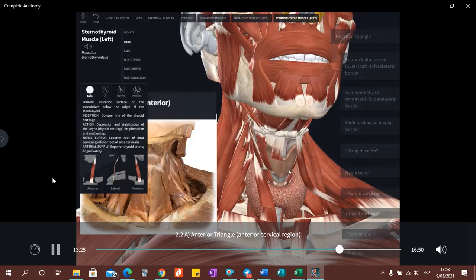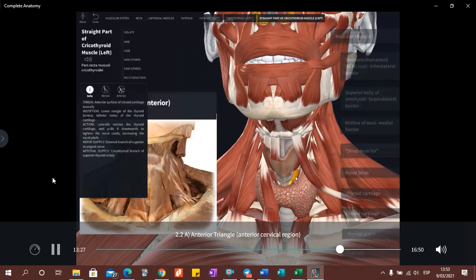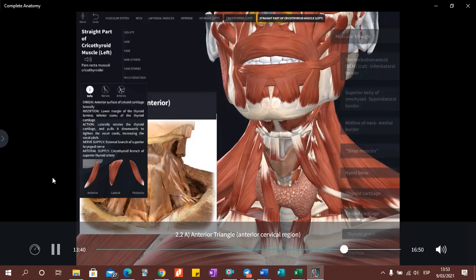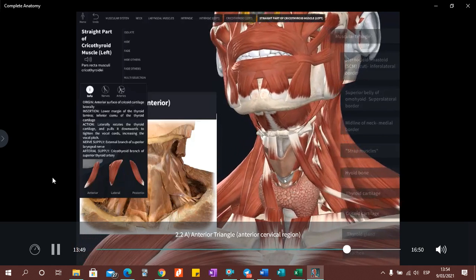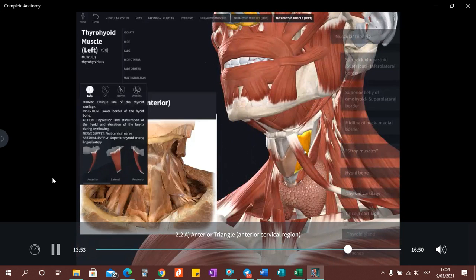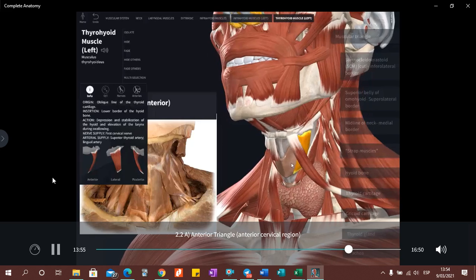If I remove that now, we can see down here is the little cricothyroid that sits directly on the surface of the cricoid cartilage and inserts onto the lower margins of the thyroid lamina. So when this little guy contracts, it can laterally rotate your thyroid cartilage, and as it pulls it downwards as well, it will tighten the vocal cords, which means that it'll increase the pitch of your voice. Running right here from the thyroid to the hyoid is the thyrohyoid.